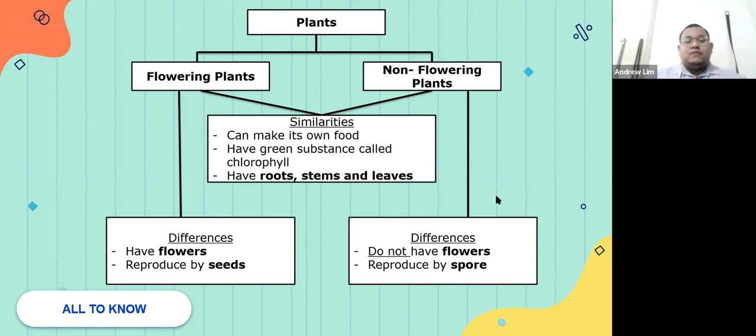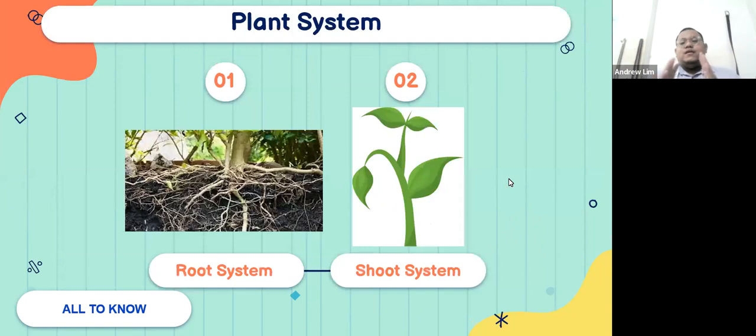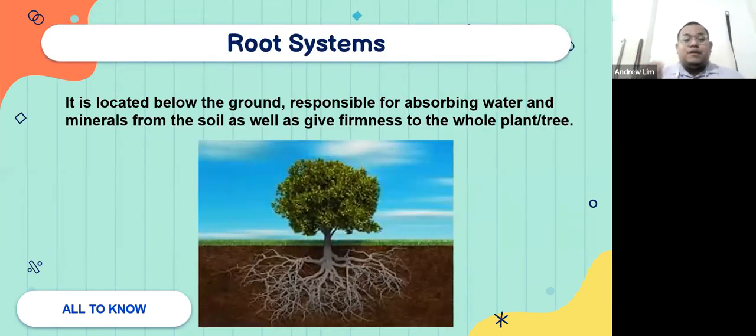So today we're going to talk about plants in detail, like what they are made of, and so forth. So unlike the human body, plants only have 2 main systems, the root system and the shoot system. The root system is basically any part of the plant that's below the ground. They are called the root system. Anything above the ground is called the shoot system. The root system is located below the ground, responsible for absorbing water and minerals from the soil, as well as giving firmness to the whole plant.